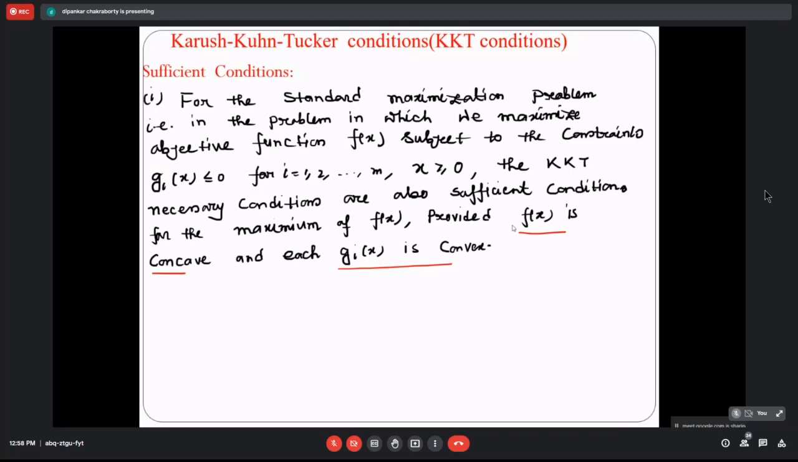That means when the objective function f(x) is concave and each of the constraints is convex, then you are going to get only one point from the stationary or necessary condition, and that point is going to maximize the function. But if you find a problem where the objective function is not concave or the constraints are not convex, in that case, you are going to get more than one stationary point. And from those stationary points, you have to find out which point gives you the maximum value.